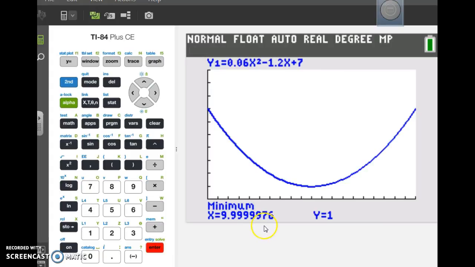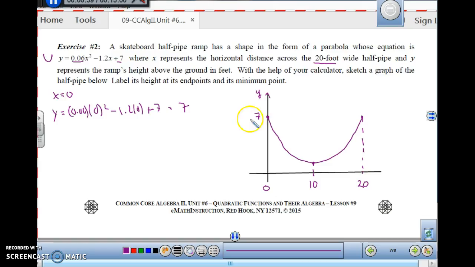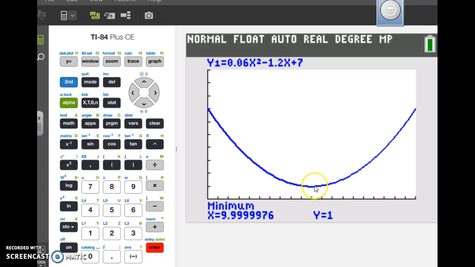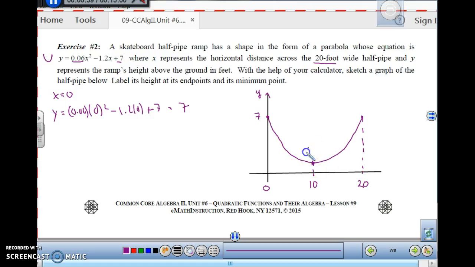0.999 is going to be at 10. All right, so this is going to be at 10 right there. And you can see on the calculator that is actually at 10.1 is my minimum point. So this is at 10.1. All right, now algebraically we can do this. All I have to do is plug in x equals 10 to figure out that this is at 10.1.